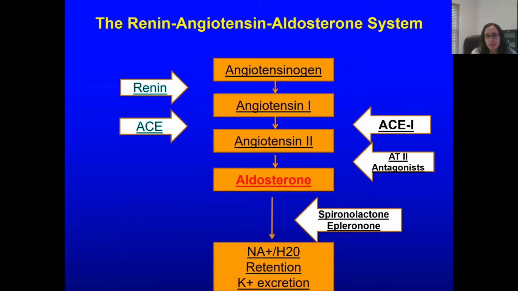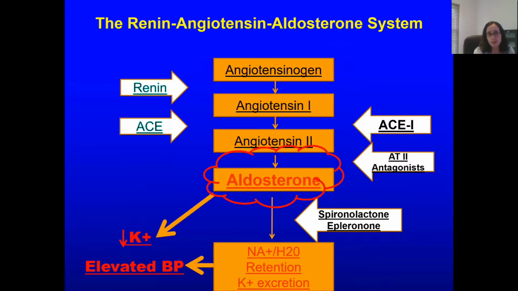You're going to have an increase in intravascular volume. That's where the hypertension comes from. And you have an increase in potassium excretion. So that's why in those primary hyperaldo patients, you often see a low potassium. So too much aldosterone, low potassium, elevated blood pressure.